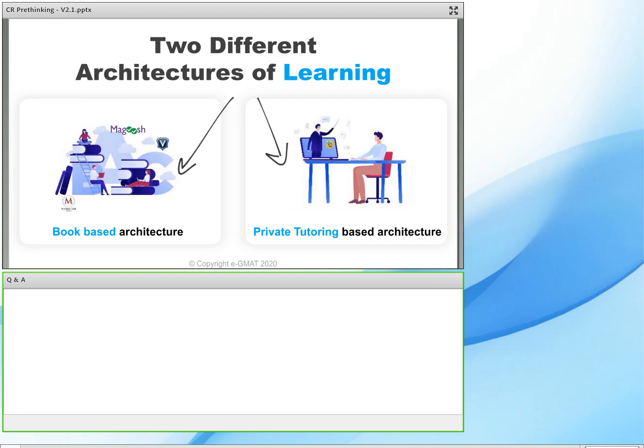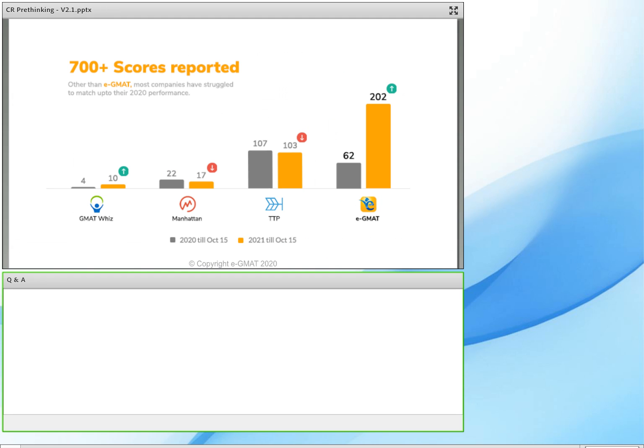A majority of test prep was built around, and even today is still built around, this book-based architecture. When we started e-GMAT, we decided to focus on that private tutoring-based architecture, and since then we've been evolving this architecture by adding more and more capabilities around it. So when you think about e-GMAT versus a bunch of other prep courses, one of the most fundamental differences is the learning architecture that we provide. And it's because of this architecture, some people ask, how is it that you have so many reviews, so much success? The difference in architecture leads to a difference in outcome, which leads to reviews.